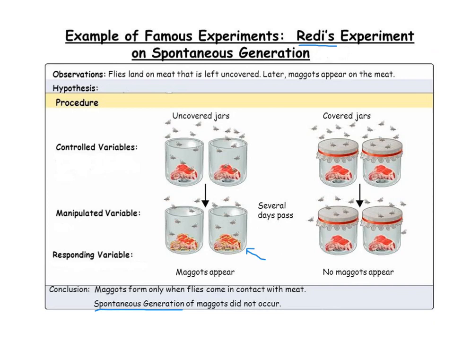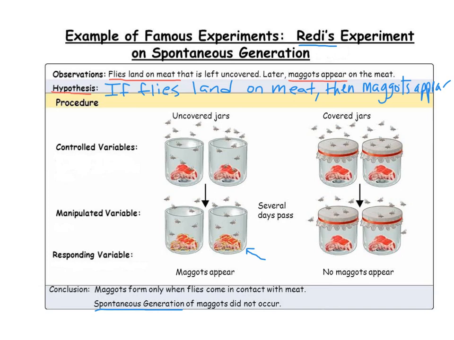But Redi made some observations. He noticed that flies would land on the meat. And that later on, after the flies landed on it, he would see that maggots would appear on the meat. Now, what do you think Redi's hypothesis was? He observed flies landing on the meat, and then later he saw that maggots would appear on the meat. What do you think his hypothesis was? Remember, try to put it in an if-then statement.